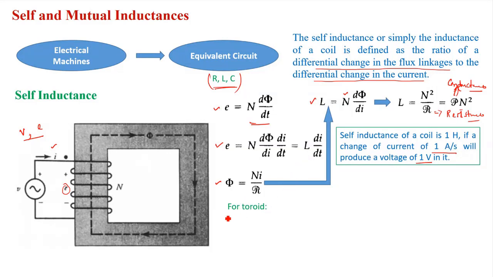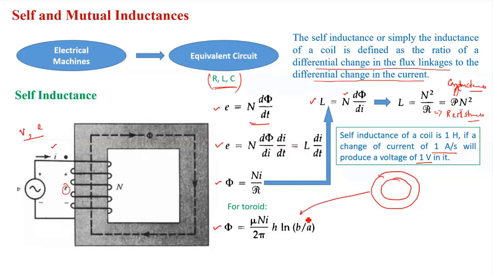Okay. Now let us consider the toroid. We have seen the circular toroid in the last example, and I showed it in the last class. For that we have already derived the flux equation, and we found that the flux was mu N i by 2 pi h ln of b by a. If we substitute this phi and find the expression for L, then L will be N d phi by di, and after taking the differentiation, I find mu by 2 pi N square h ln of b by a. That will give me the inductance of this circular toroid, right?